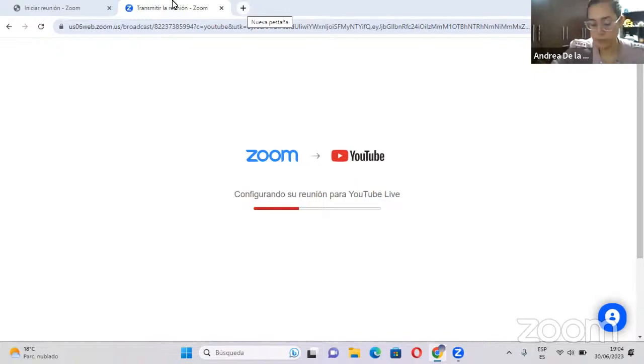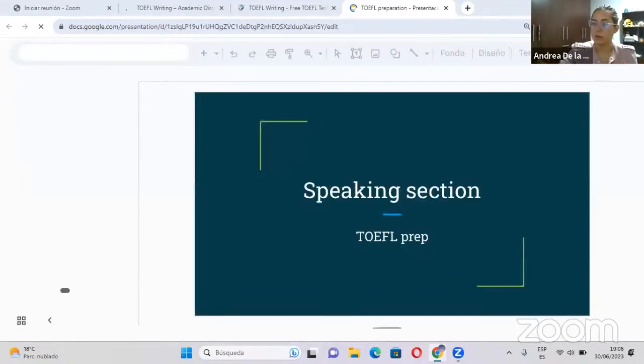Okay. First of all, I'm gonna share with you guys the template we used yesterday and the example we had yesterday so that you can guide your responses based on that. Let's see.